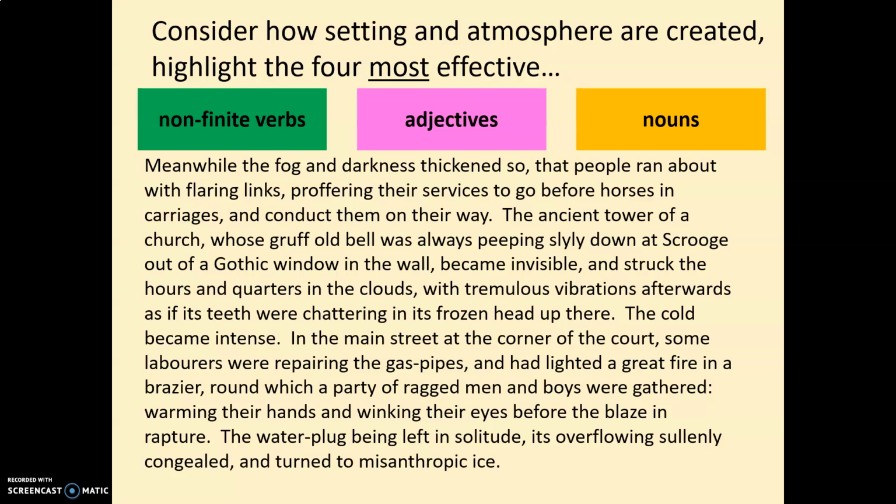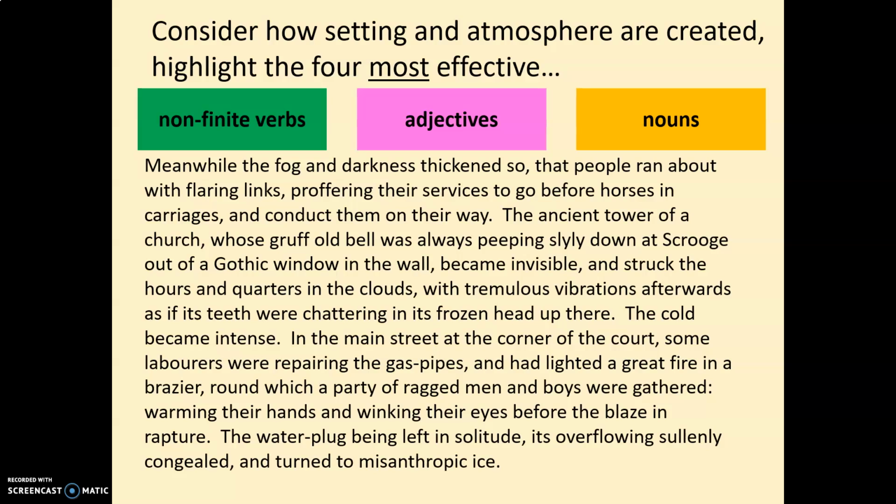The cold became intense. In the main street at the corner of the court some labourers were repairing the gas pipes and had lighted a great fire in a brazier, round which a party of ragged men and boys were gathered, warming their hands and winking their eyes before the blaze in rapture. The water plug, being left in solitude, its overflowing sullenly congealed and turned to misanthropic ice.